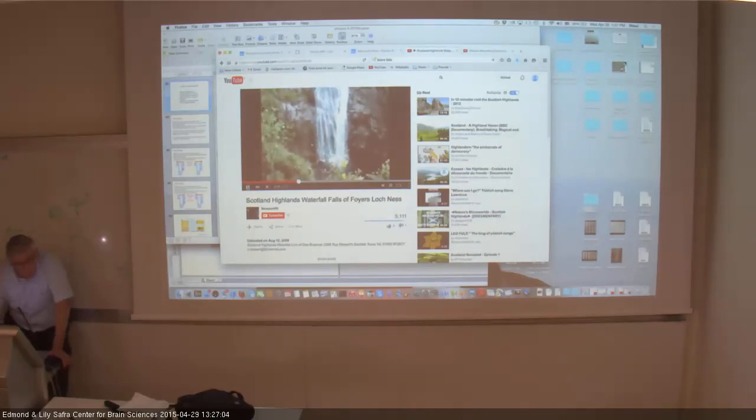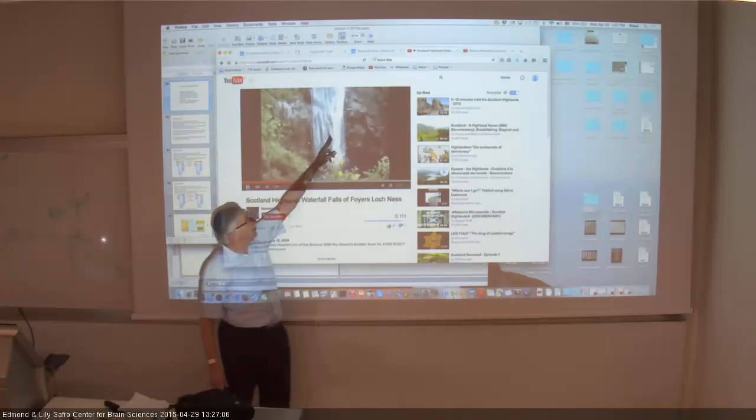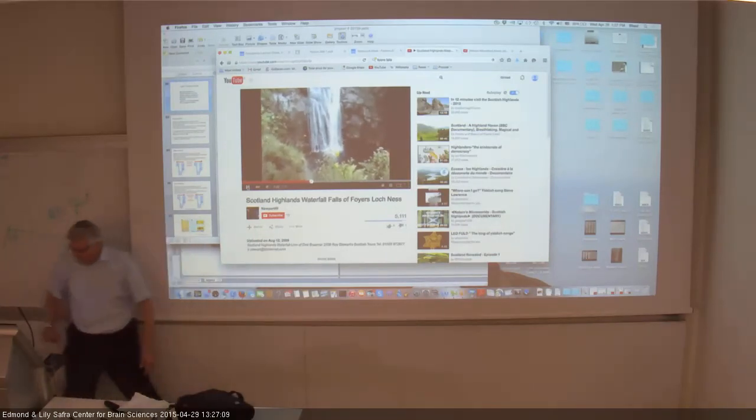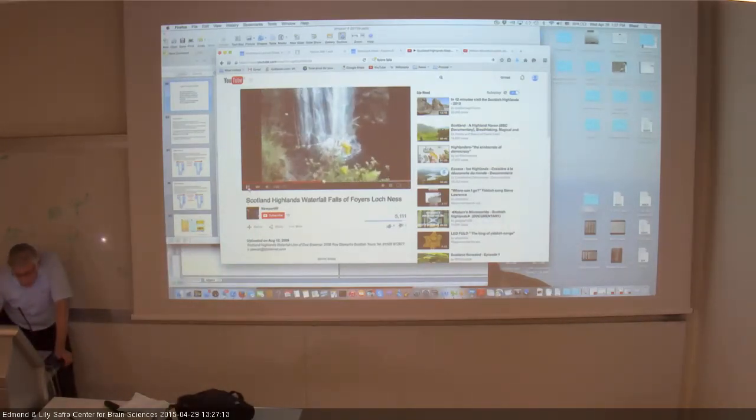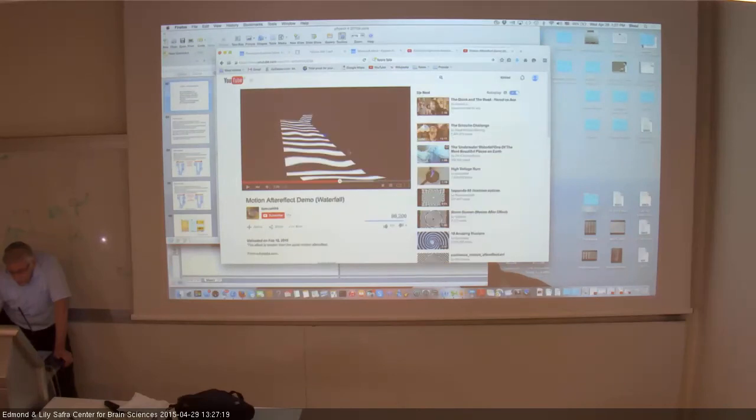This is the original, and you have to look right in the middle of the waterfall. Okay, keep looking at the waterfall. You're supposed to see motion, right? Now it's supposed to go the opposite, up instead of down. You didn't get it. So try this one.